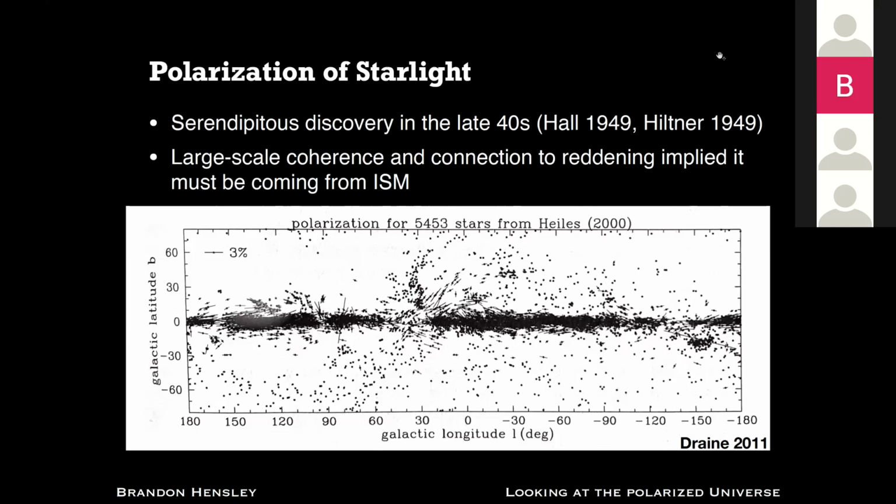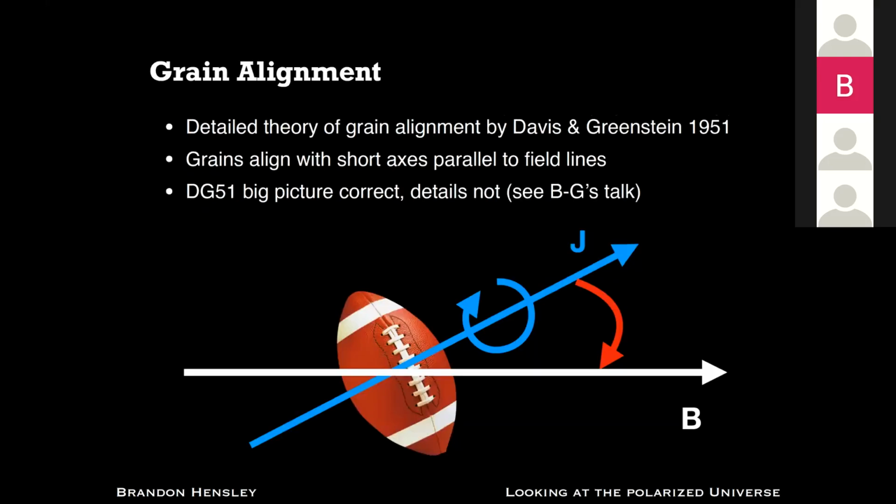And so the way that this works is that the aspherical dust grains, so you can imagine a little football shape like I have here, are systematically aligned in the interstellar medium with the local magnetic field. And their short axes are aligned along field lines. And so that means the starlight is polarized parallel to the magnetic field orientation.